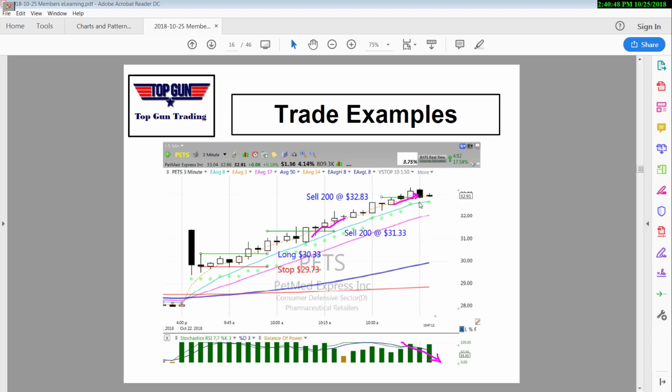What's happening here is it's starting to level off. It's running out of steam on this move. It doesn't mean that it's not going to go to $35 to $40. It's just probably not going to do it in this move. And we've got $2 in the bank ourselves, actually $2.50, from $30.33 to $32.83, $2.50. It's $500.